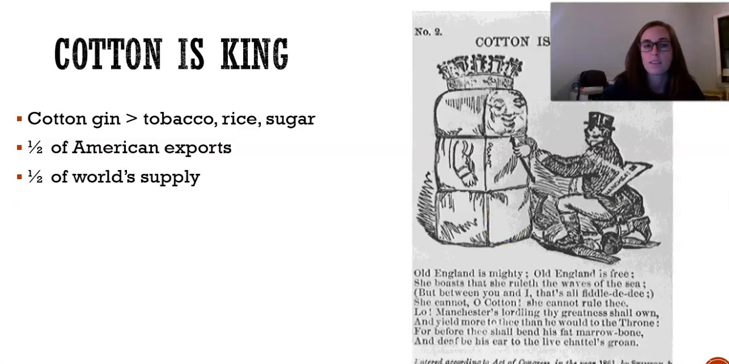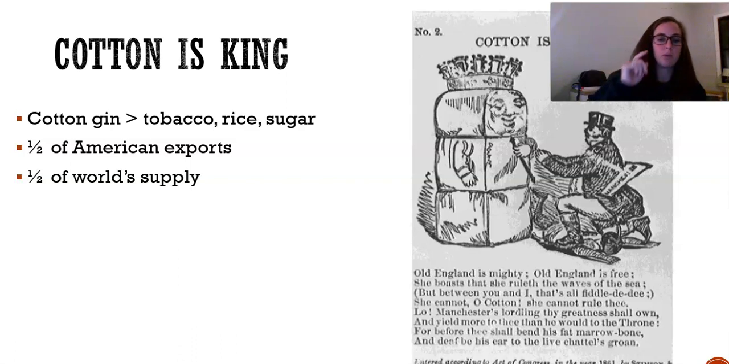Look at this. America's cotton supplied half of the world's supply, so it truly was thriving. And as you know, the textile machines are getting going and using this cotton. I do want to say this specifically when I talk about the world: one of the biggest importers was Britain.